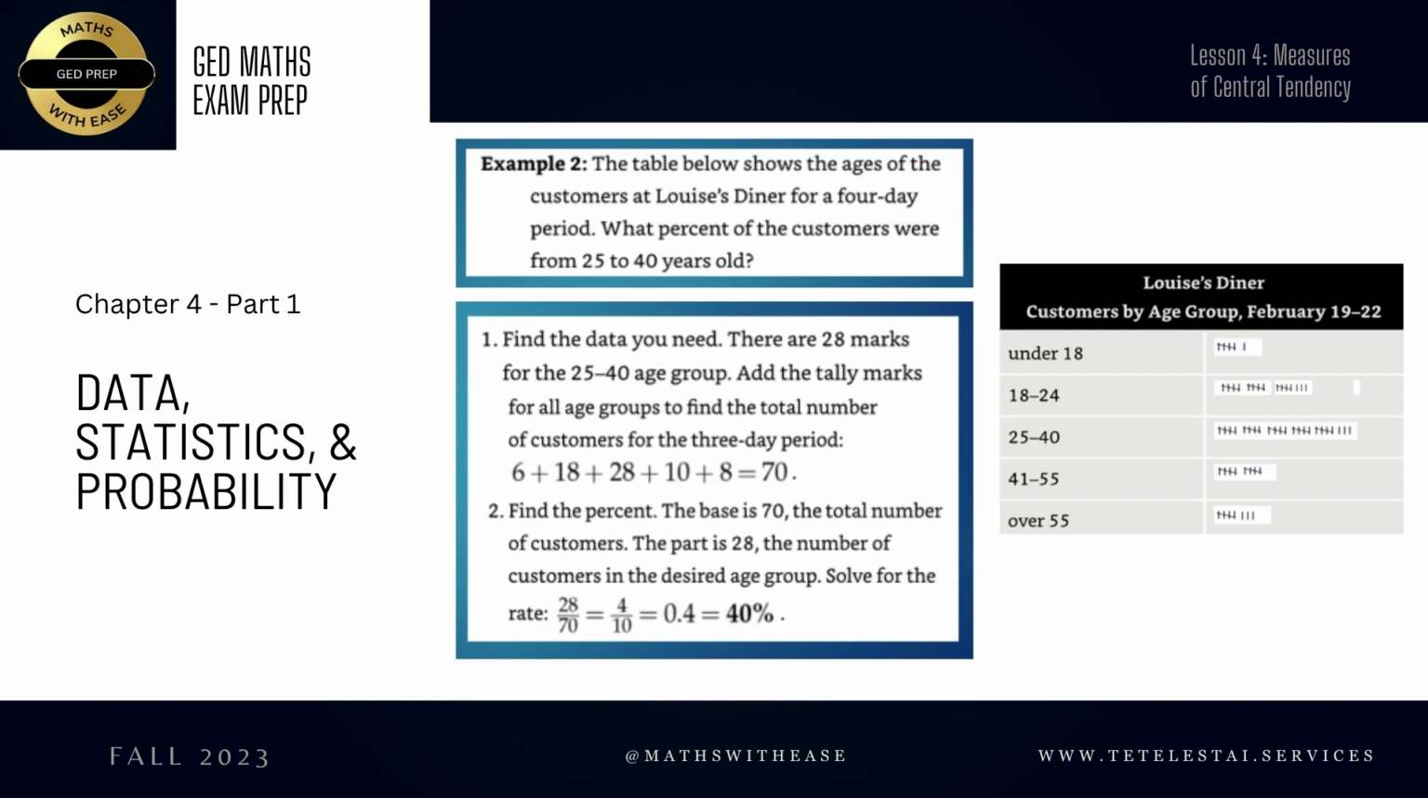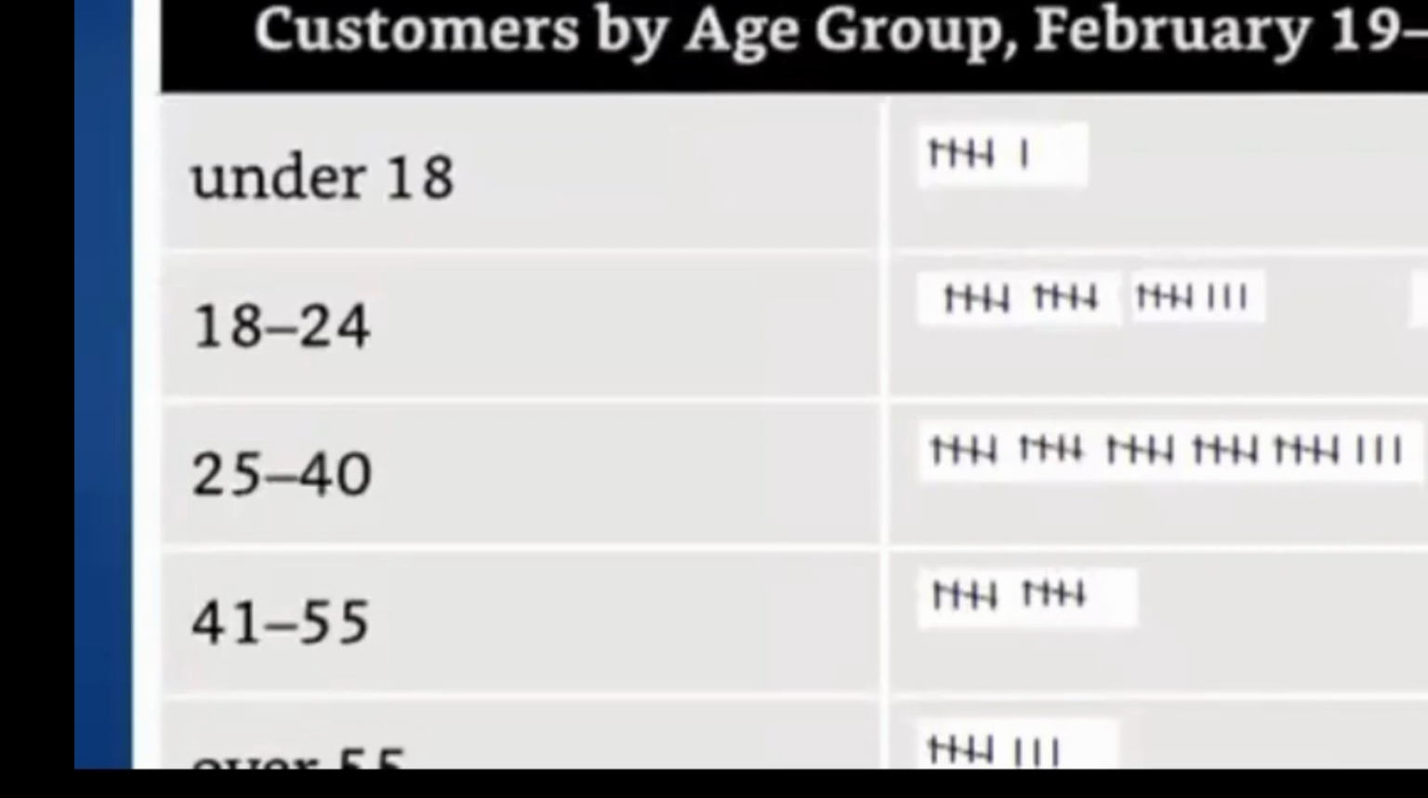So we start off looking at our table, we read the title, it tells us that this table is providing us information about Louise's Diner based on the number of customers put into certain age groups, okay? Between February 19th and February 22nd, or a 4-day period. Okay, so for customers under 18, she saw 5 plus 1, or 6. So between February 19th and February 22nd, Louise's Diner saw 6 customers that were under the age of 18.